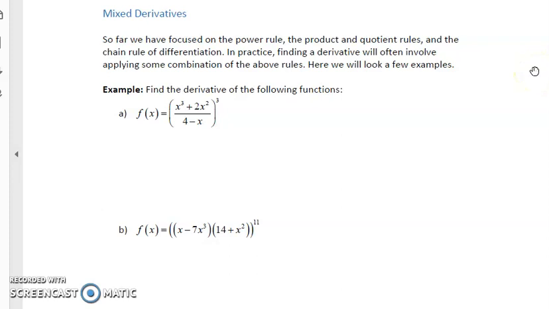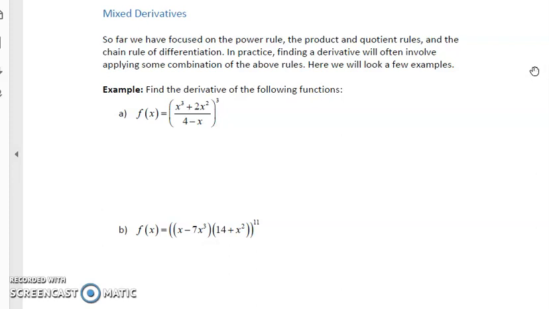Okay, for today's class, we're actually going to do three short lessons, and I've broken them up into three separate videos so that I don't rush it and it's a little bit easier to consume. So the first topic we're going to look at today is called mixed derivatives. What this means is that sometimes if you're looking at a more complex function, it may require more than one of the derivative rules to actually find the derivative.